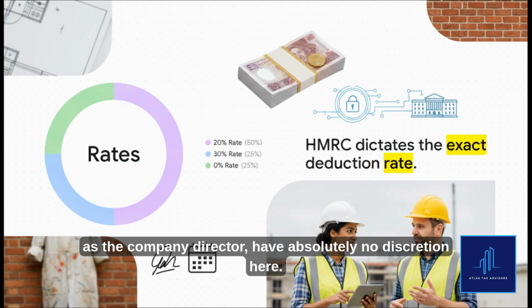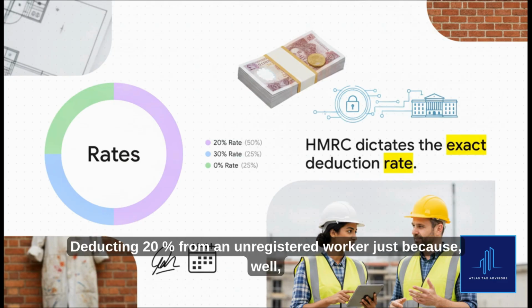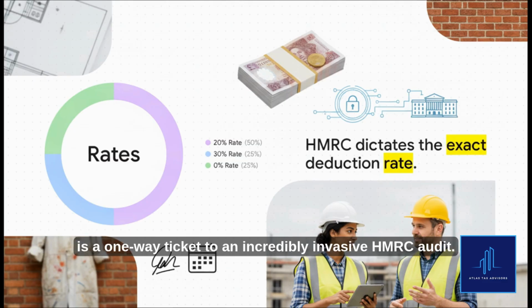Listen to me. You, as the company director, have absolutely no discretion here. You must apply the exact rate HMRC gives you. Deducting 20% from an unregistered worker just because, well, that's the rate we've always used, is a one-way ticket to an incredibly invasive HMRC audit.